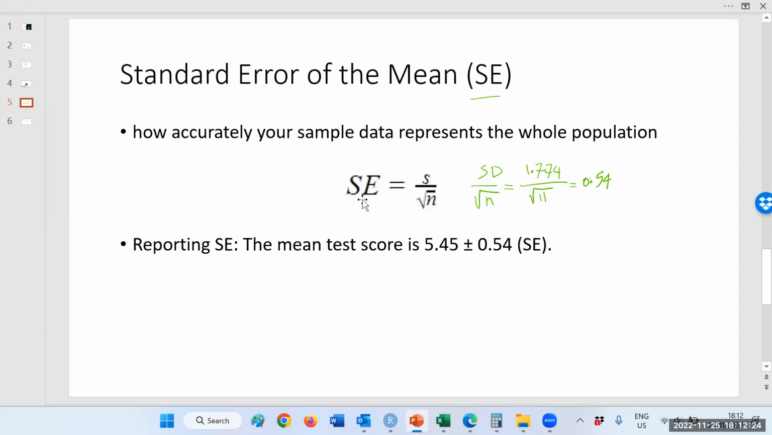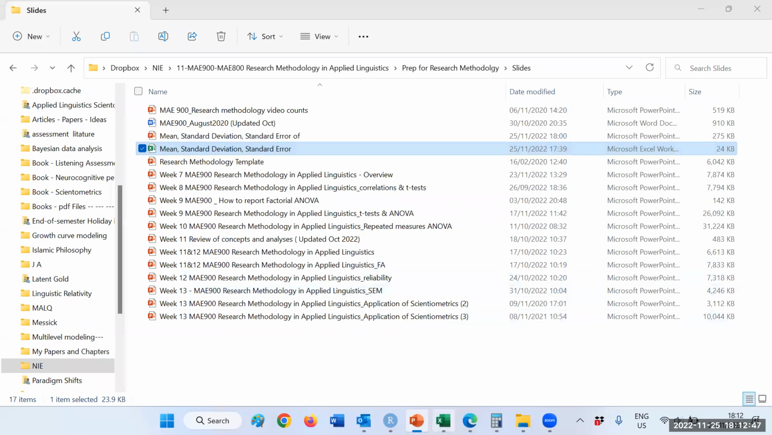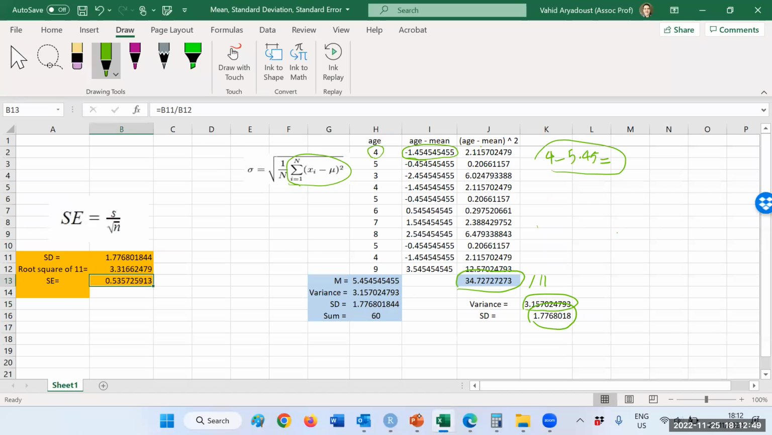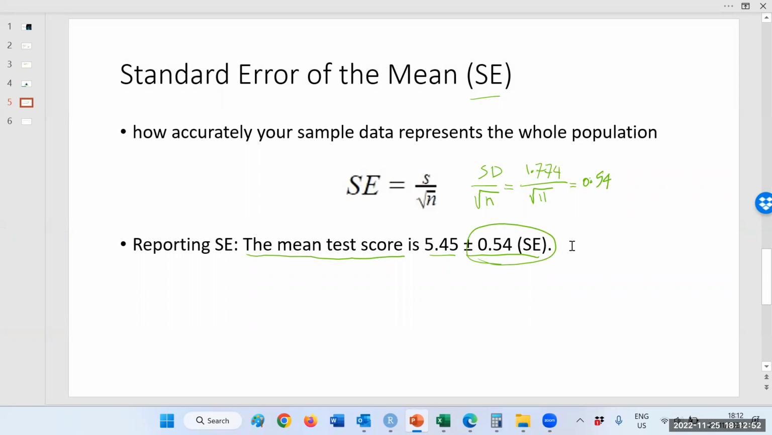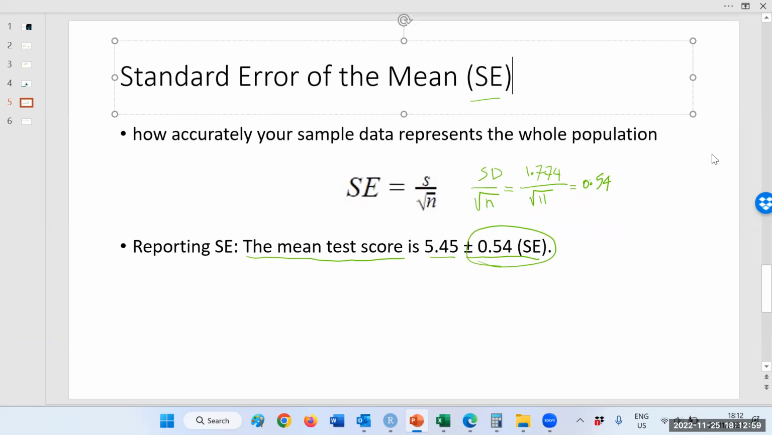Now, how to report standard error of the mean? Standard error of the mean can be reported in simple sentences like this. The mean test score in our sample was 5.45 plus minus 0.54, or standard error of the mean. This is very useful because it helps your audience or your readers to understand how accurately your mean score represents the mean of a population.